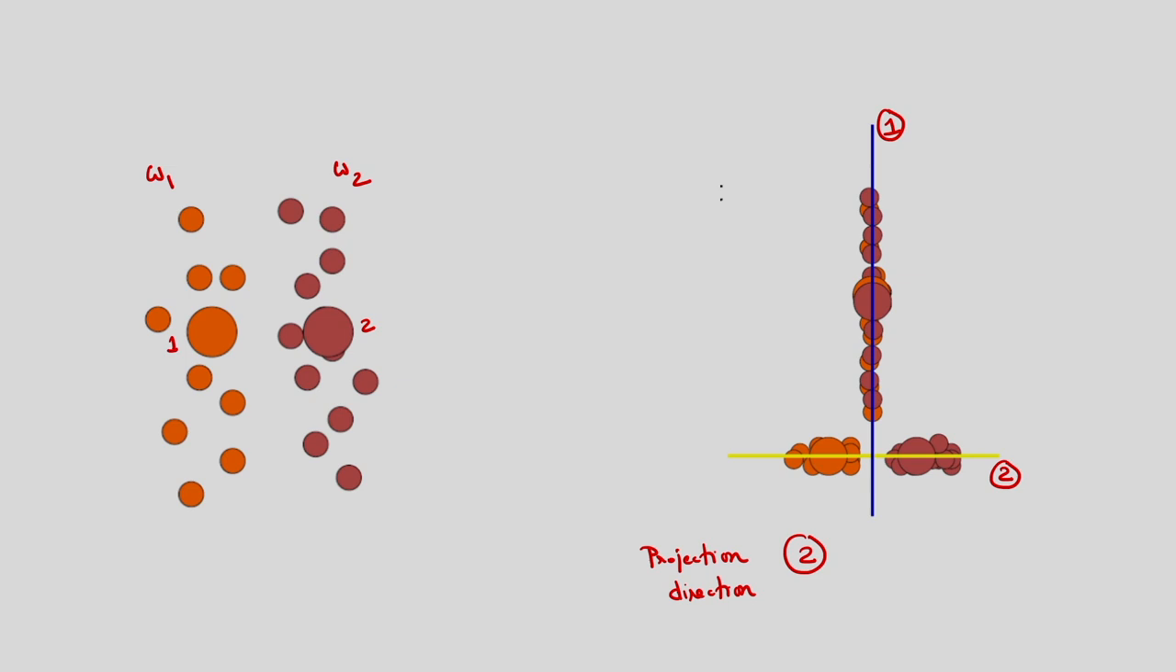Now let us discuss the mathematical concept behind LDA. So, what is the mathematics? Let us consider what is LDA, the linear discriminant analysis. Suppose we have C number of classes, C classes we are considering, and suppose each class has ni number of samples, and these are m dimensional samples.